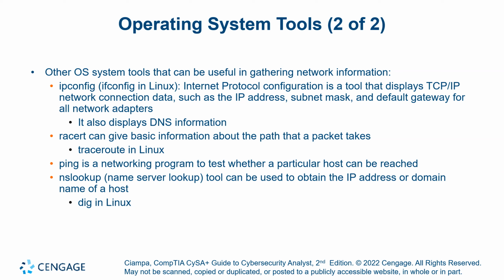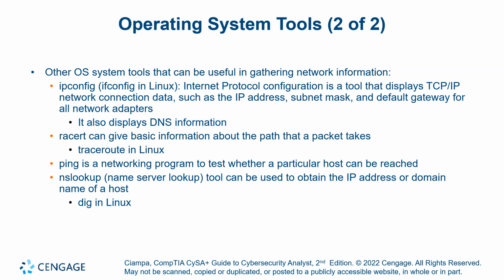Or ifconfig in Linux. Internet protocol configuration is a tool that displays TCP/IP network connection data, such as the IP address, subnet mask, and default gateway for all network adapters. It also displays DNS information. Tracert can give basic information about the path that a packet takes, and then traceroute is the one in Linux.